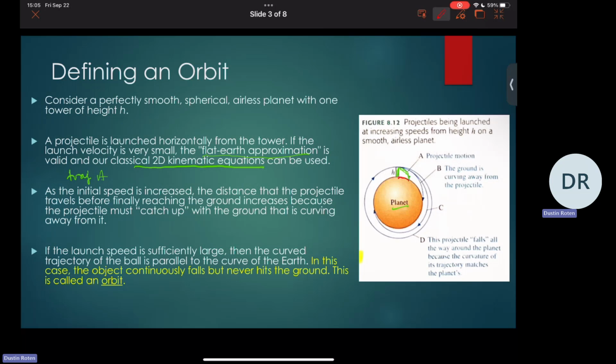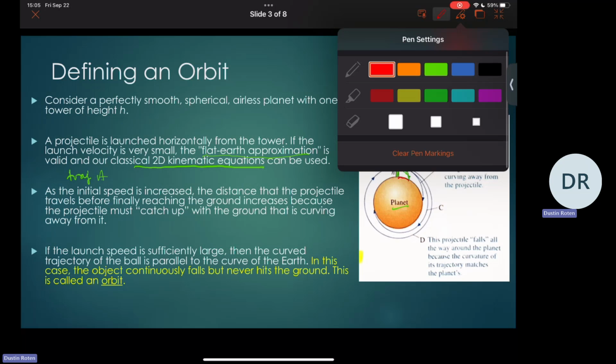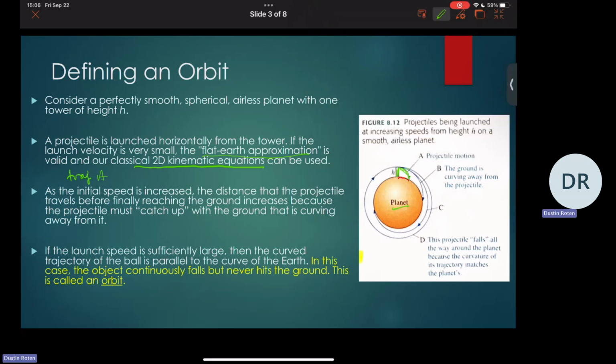we notice that it keeps taking longer and longer for the ball to hit the ground. So if we jump over here to other trajectories, you'll see here this B is a higher velocity. We can go to C. This is a really high velocity. The idea here is that the distance that the projectile travels before finally reaching the ground increases because the projectile must catch up with the ground that's curving away from it.